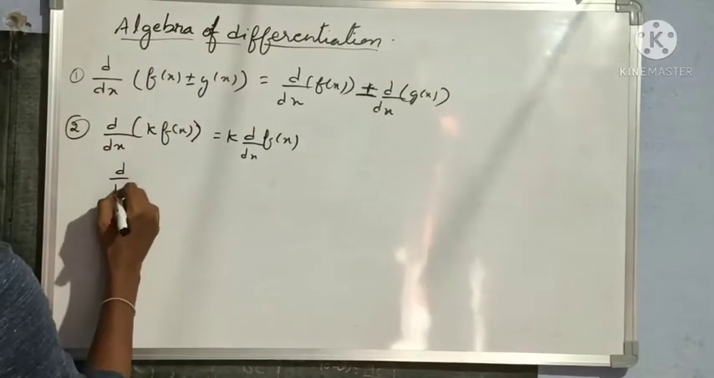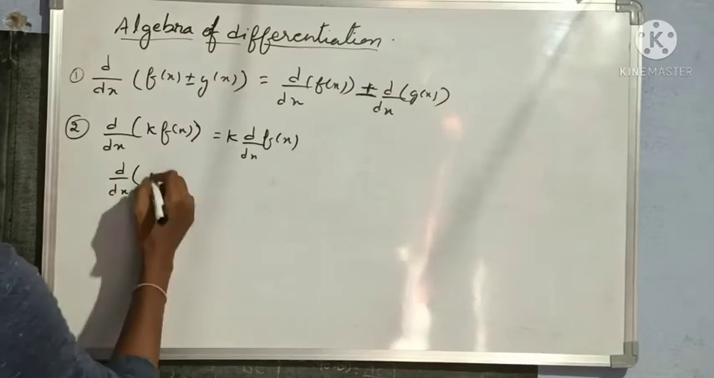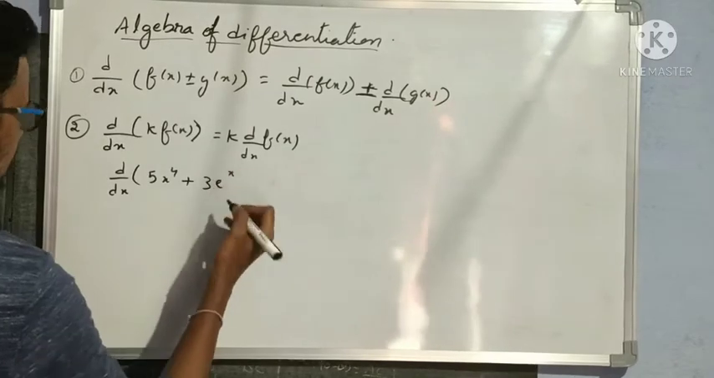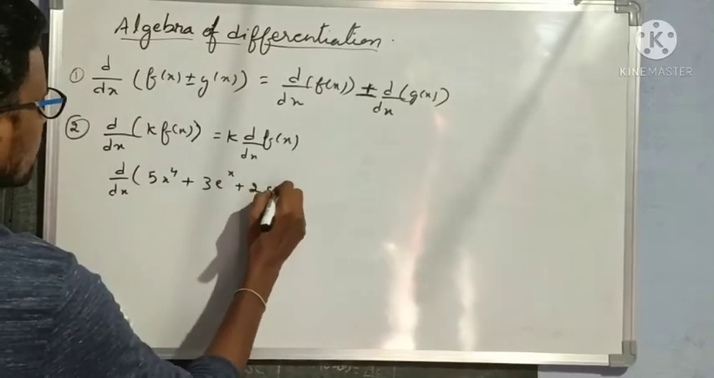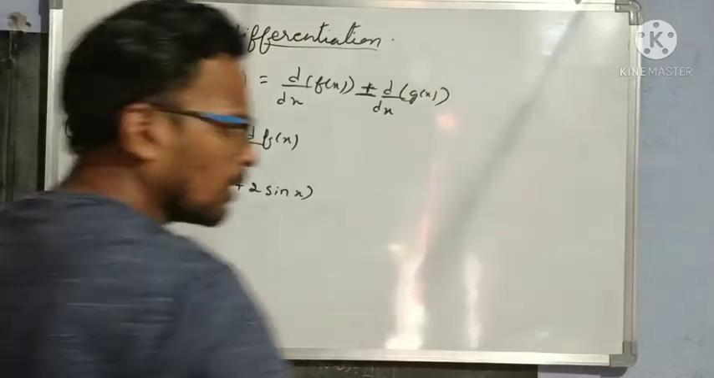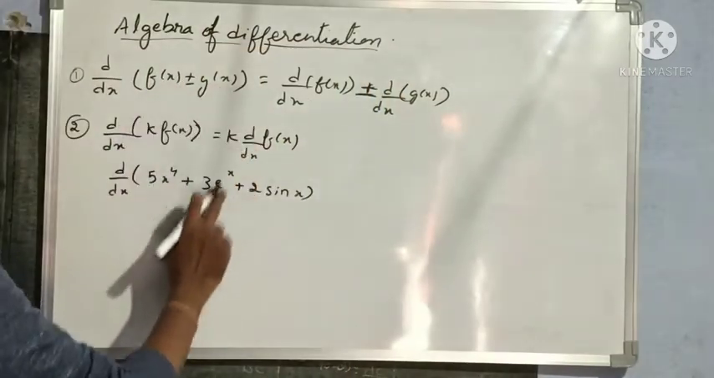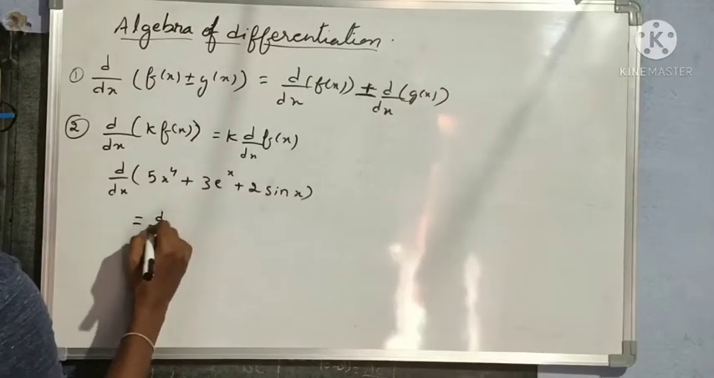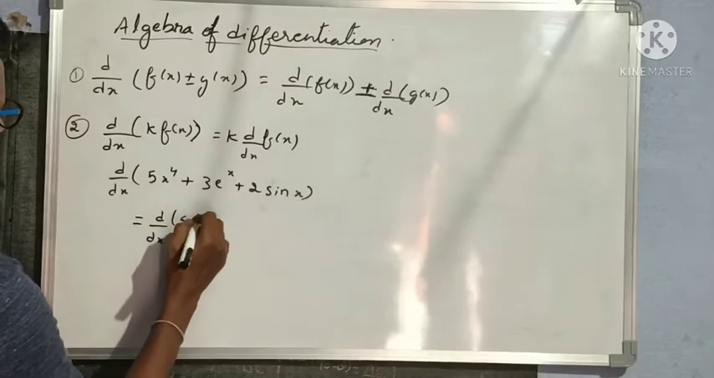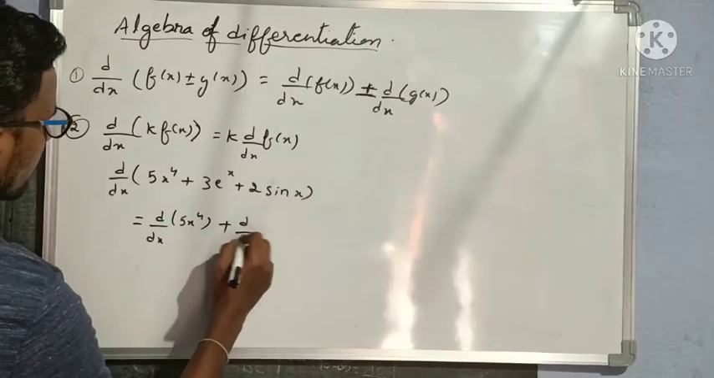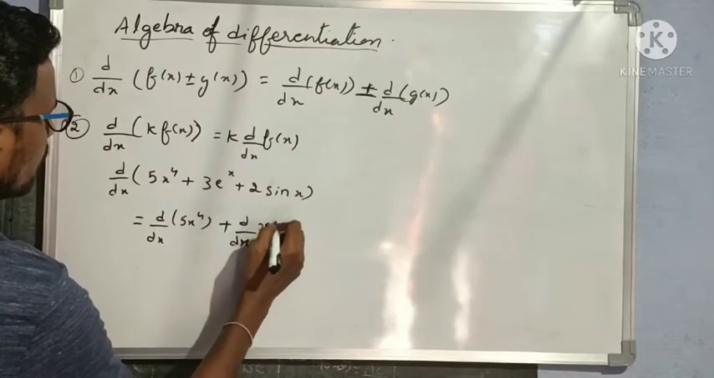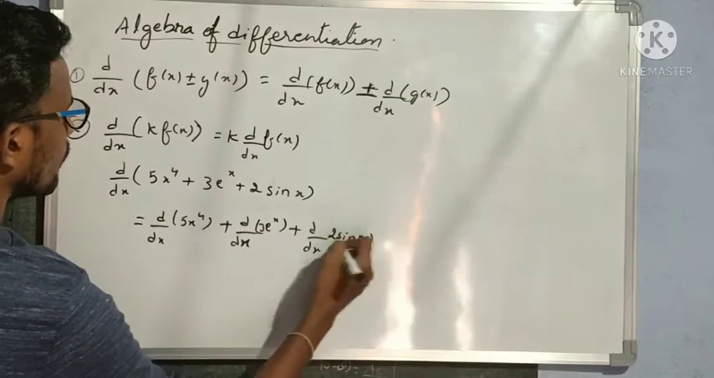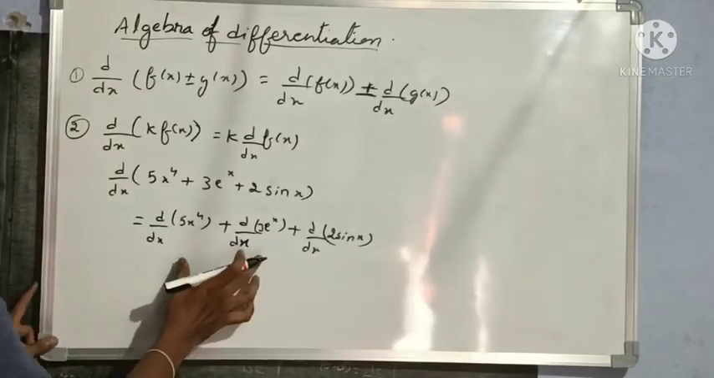Find d by dx of 5x power 4 plus 3 e power x plus 2 sin x. So we have to use the algebra rule, that is f of x plus g of x, along with k f of x. So now let us see. First write d by dx separately for every function: d by dx of 5 into x power 4 plus d by dx of 3 into e power x plus d by dx of 2 sin x. Now what you have to do is take the constants aside first.